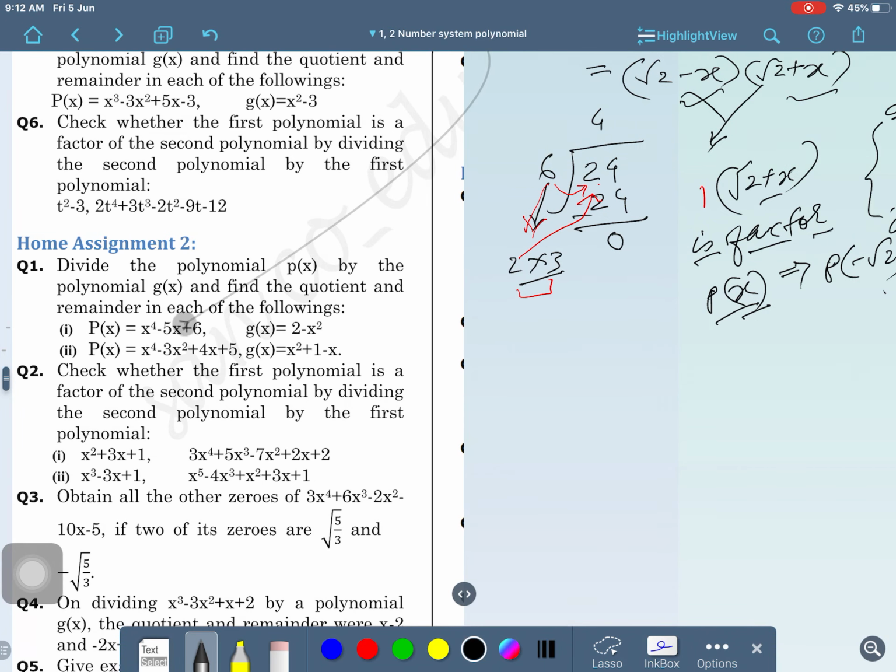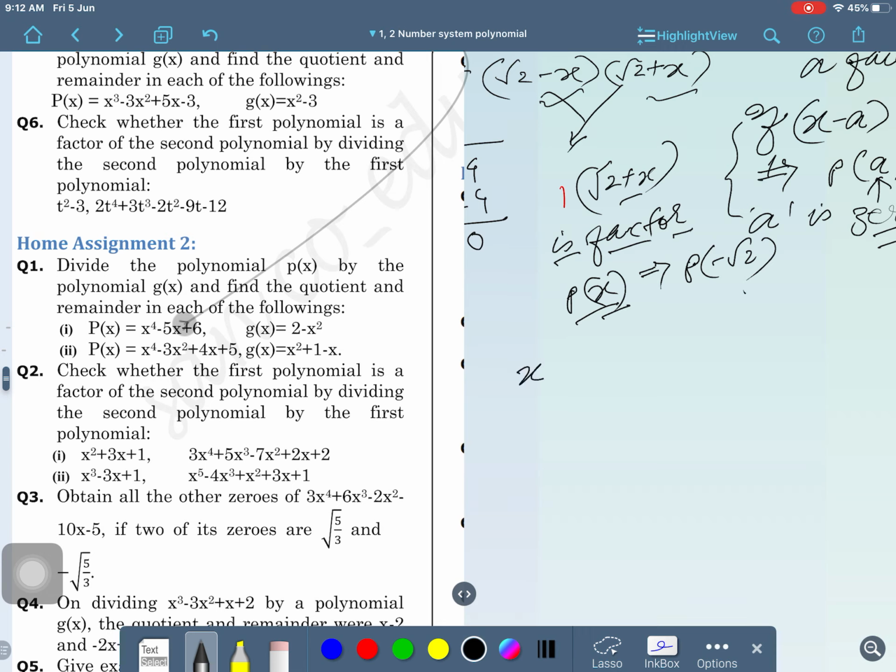Divide the polynomial by the division process, also you understood. It means how many are there? Similarly, the number is 2. Similarly, x plus root 2 is also a factor. This is also a factor of p(x).